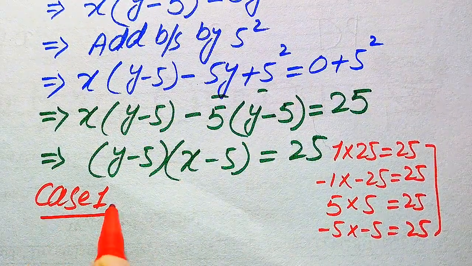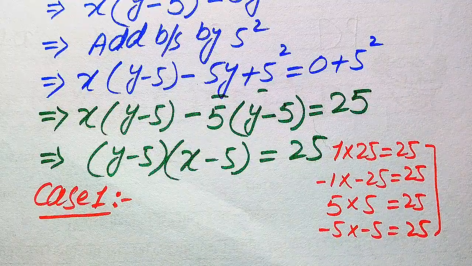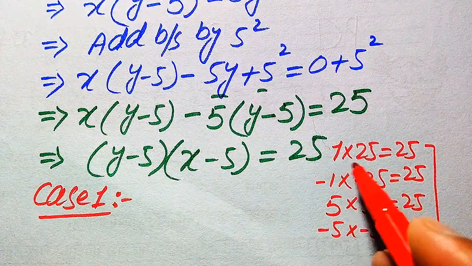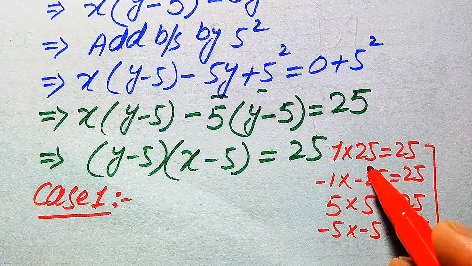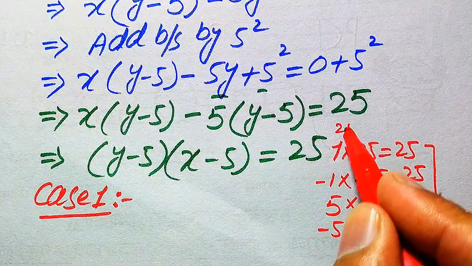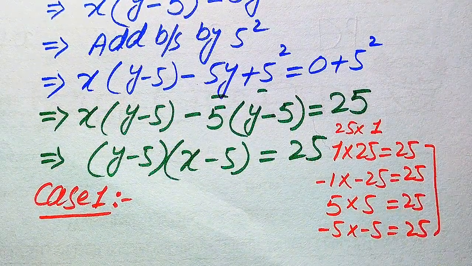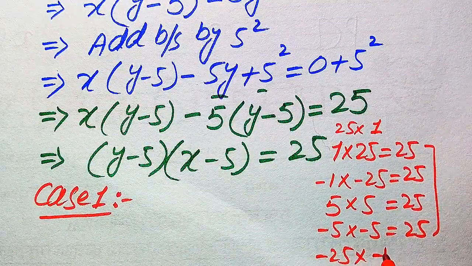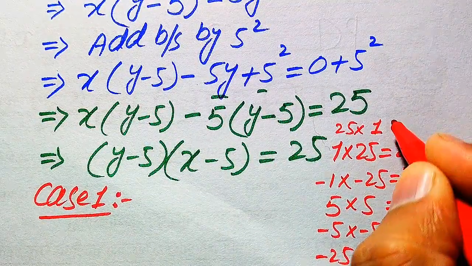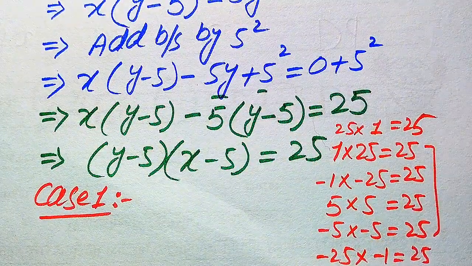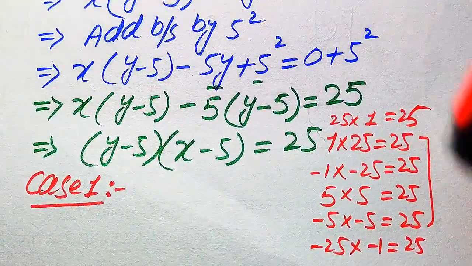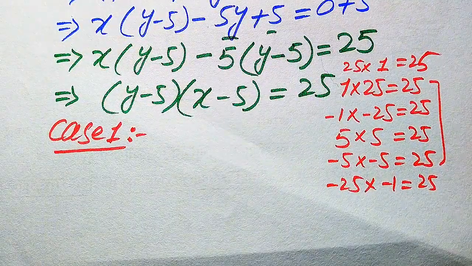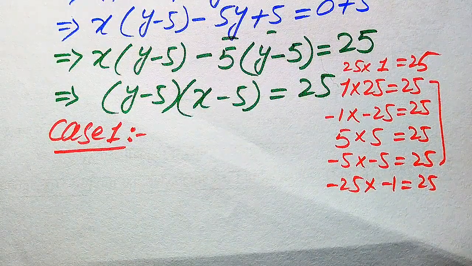So here our case number one is 1 times 5, and we already write it as 25 multiplied by 1, and we write this term as -25 multiplied by -1. So this will become a total of 6 cases of this equation. Further, in the next step we solve this problem for these 6 cases.